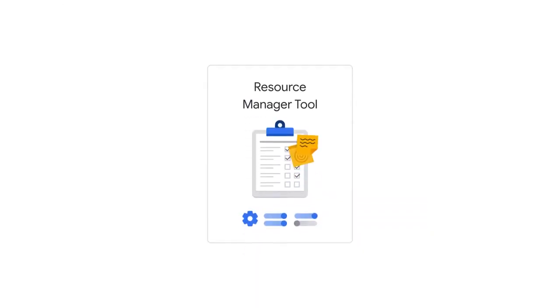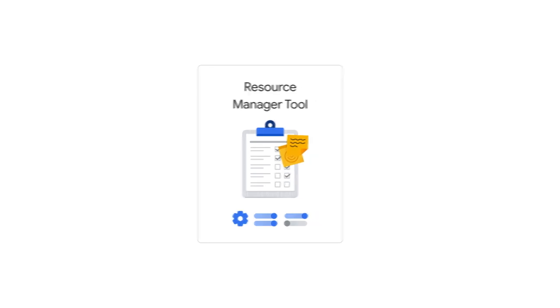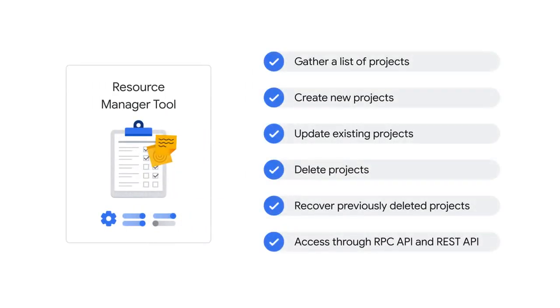Google Cloud's Resource Manager tool is designed to programmatically help you manage projects. It's an API that can gather a list of all the projects associated with an account, create new projects, update existing projects, and delete projects. It can even recover projects that were previously deleted, and can be accessed through the RPC API and the REST API.